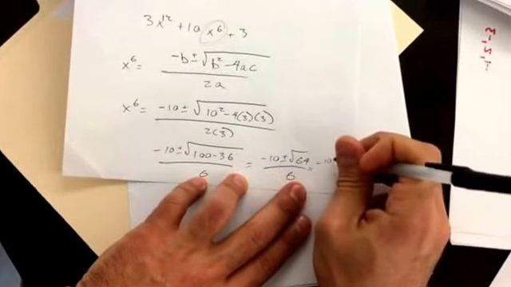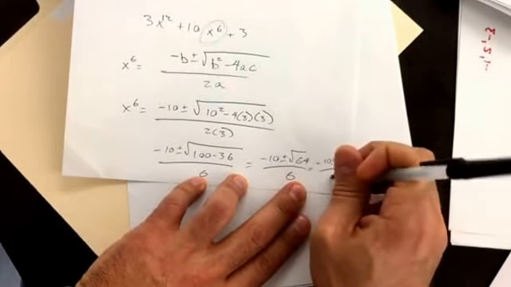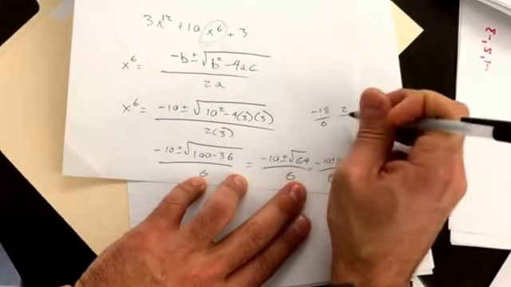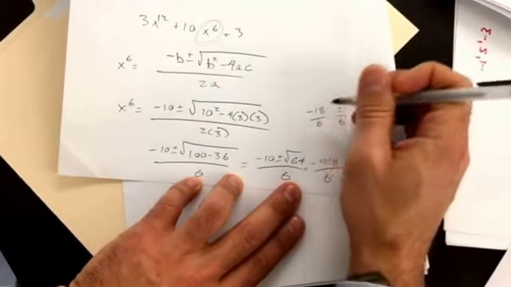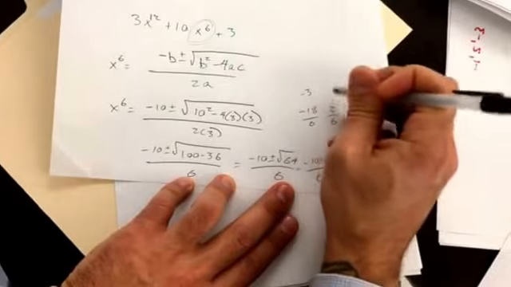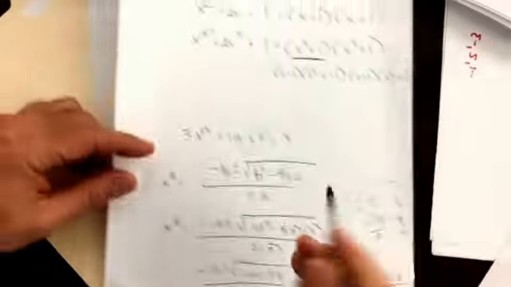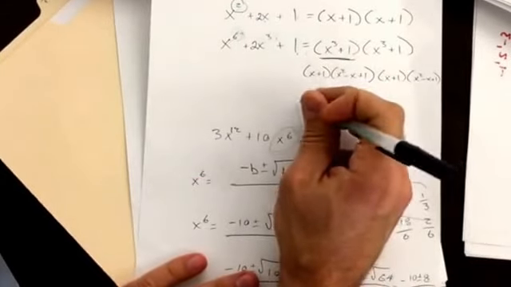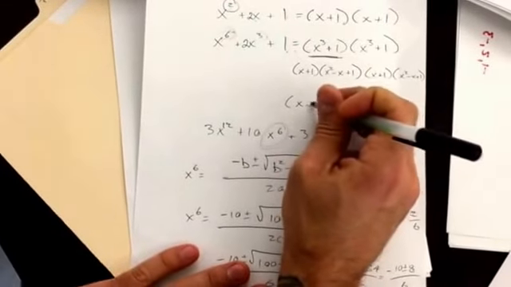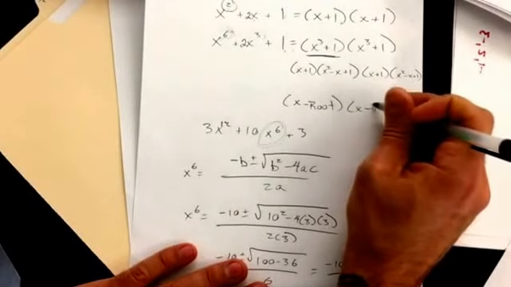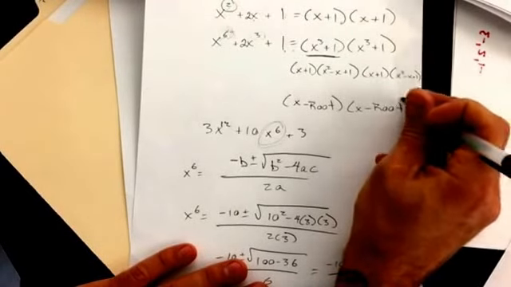Negative 10 plus or minus 8 over 6. Negative 18 over 6 and 2 over 6. Negative 18 over 6 is negative 3. 2 over 6 is 1/3. So these are the roots. If I want to actually have the factors, I normally would do x minus the root and x minus the root, because we get two of them when we use the quadratic formula.